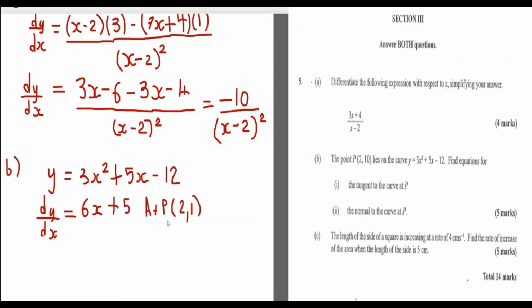All right, now the gradient of the tangent at P is equal to dy by dx at this point. So all we need to do is plug 2 into this right here. When x is 2, that will give us the gradient of the tangent. So the gradient of the tangent is 6 times 2 plus 5. 6 times 2 is 12, plus 5, that's 17. So that gives us the gradient of the tangent.